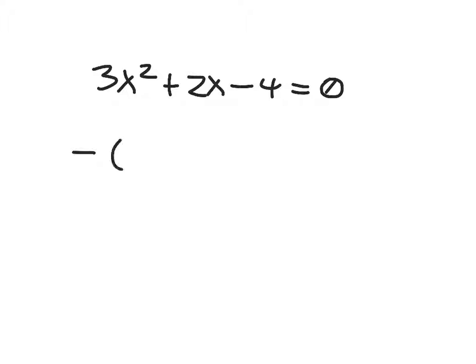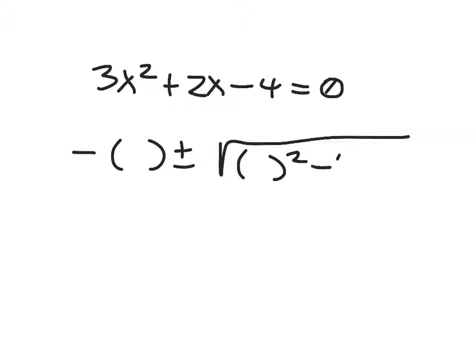All right, moving on to the next problem. So what we have in the next problem is 3x squared plus 2x minus 4. Now I'm going to assume you guys kind of know the quadratic formula by now. So I'm just going to write this.